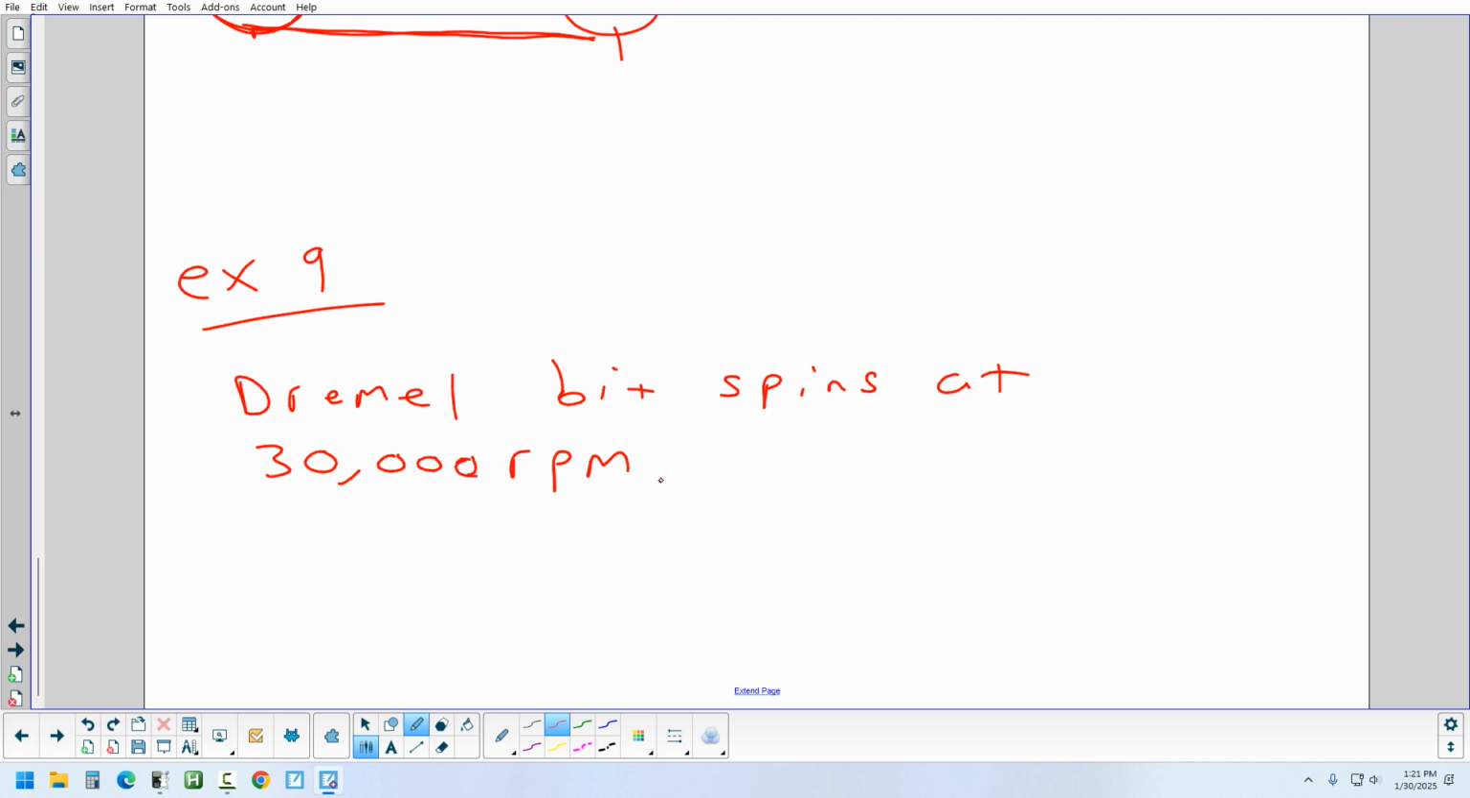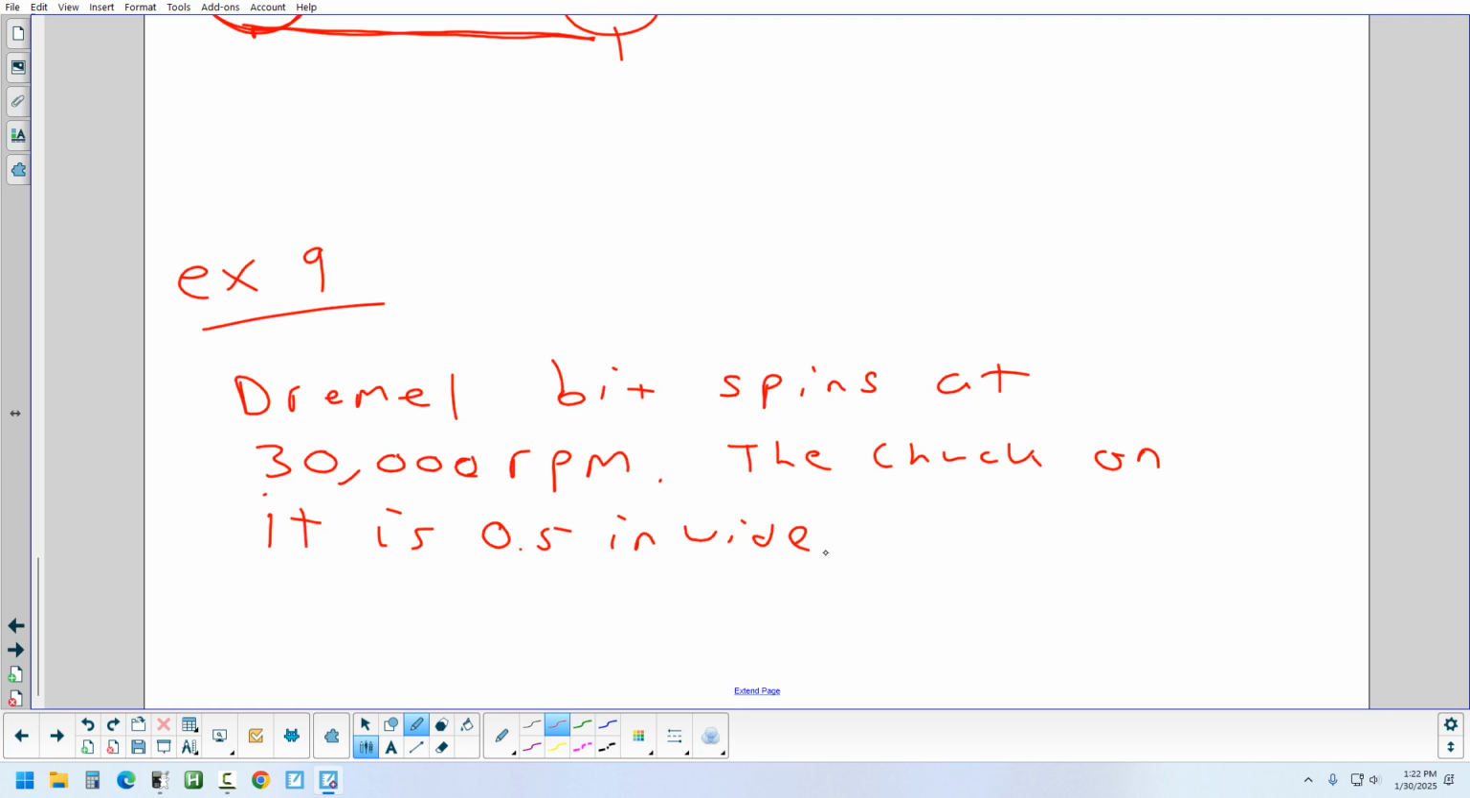It's 30,000 revolutions per minute. Now, it doesn't take the same size, it's a pretty small chuck. You can't really put a big drill bit in it. But the whole thing that spins is probably about a half inch wide. So a Dremel bit spins at 30,000 RPM, and we'll say the chuck on it is a half inch wide.